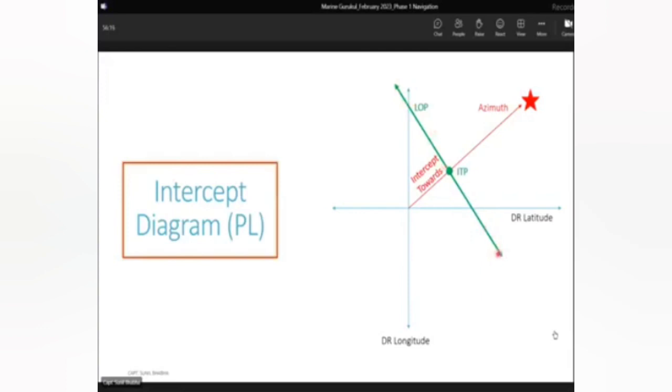Now whenever we plot a position line on the chart or on our plot, we always indicate it by making arrows on both the sides, representing that this line is not confined to what has been drawn. This can be extended to both the sides, and the vessel's position may lie anywhere on this line segment extended. So this is the intercept plot.